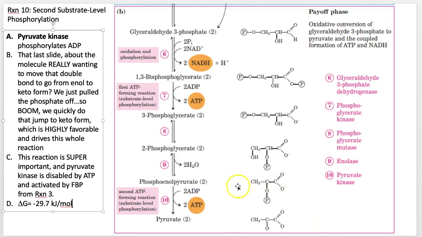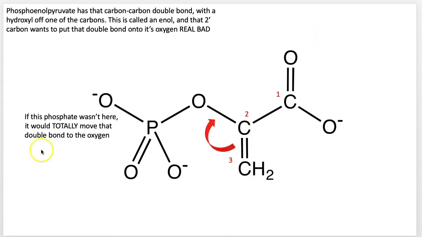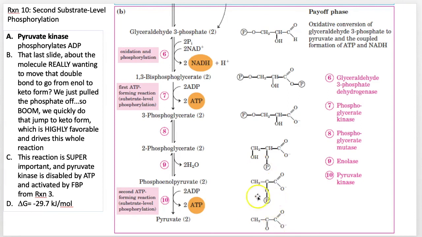Awesome. So just look real close at that, okay? We've got a double bond, and it's going to flip onto this oxygen, and that phosphate is going to fall off. We're going to stick it onto ADP to make ATP, and we're left with a pyruvate molecule. It's super favorable to do this.